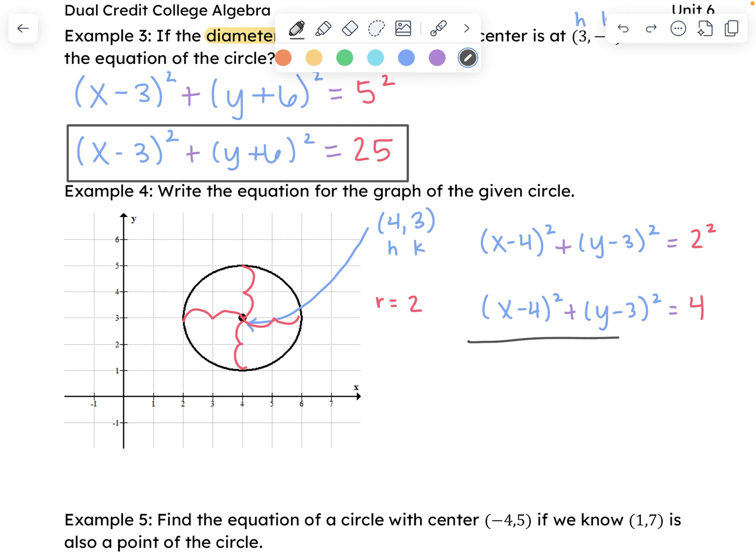So those were not too bad. Let's step it up a little bit, make it just a little more complicated.